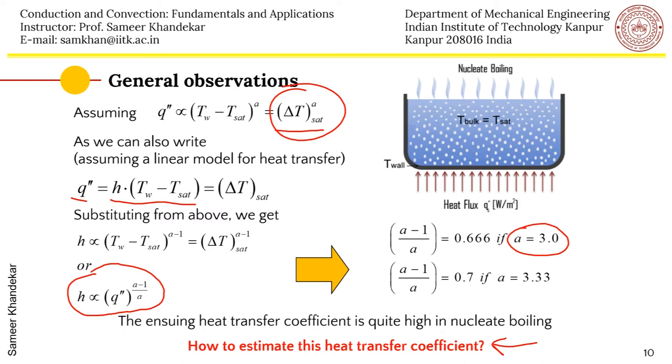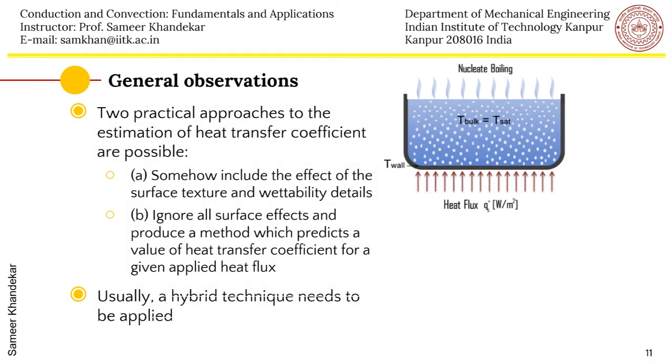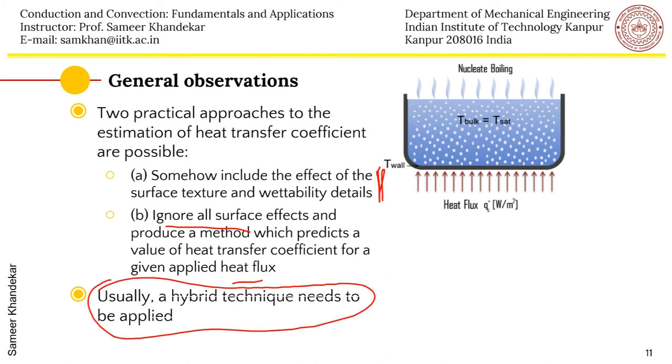There are two practical approaches to go about doing this. The first one is to somehow include the effect of surface texture, which is not so easy. The second is to ignore all surface effects and produce a method which predicts the value of heat transfer for a given heat flux. Usually a hybrid technique is applied, and it is assumed that we are talking about normal engineering substrates which have a uniform distribution of different cavity sizes, and are not very polished or special surfaces. When we talk about the third power law with exponent 3, this is typically applicable to normal engineering metallic surfaces used in heat transfer applications.